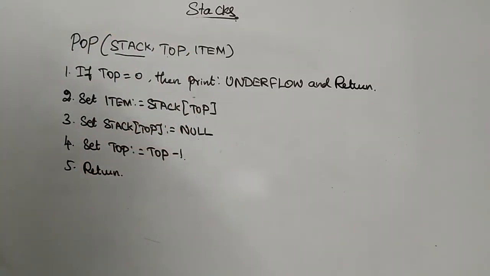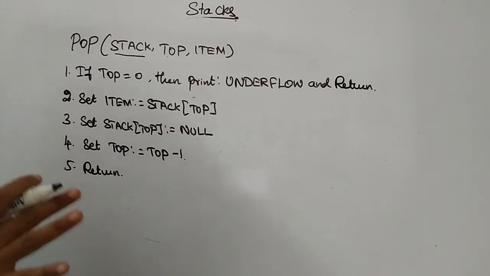Whenever we do the pop operation, we should check for the underflow condition. We have already seen that while doing the push operation, we check for the overflow condition. While going for the pop operation, we should check for underflow. What is meant by underflow? Underflow is nothing but when the programmer is trying to pop out an element when the stack is empty.